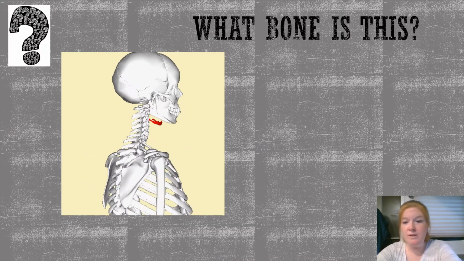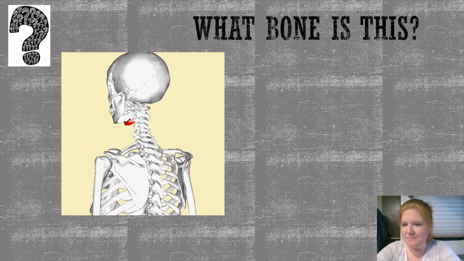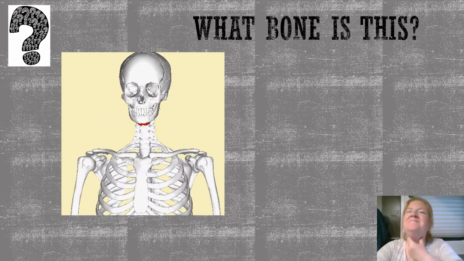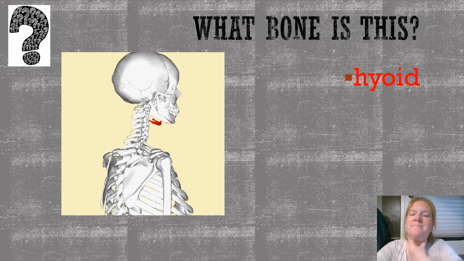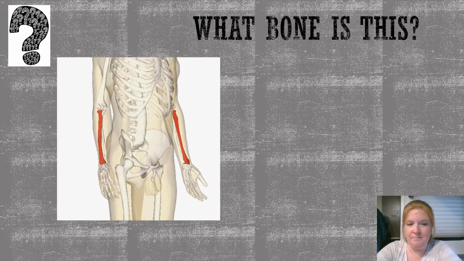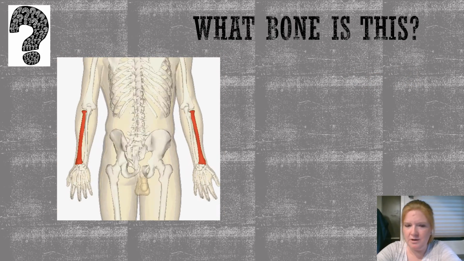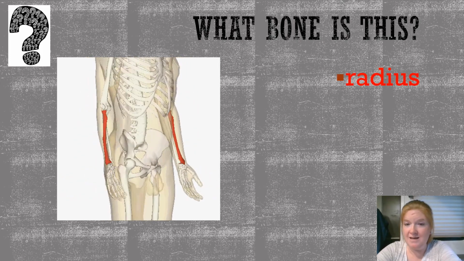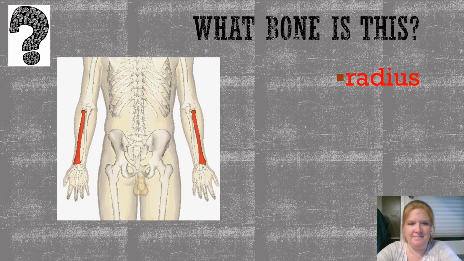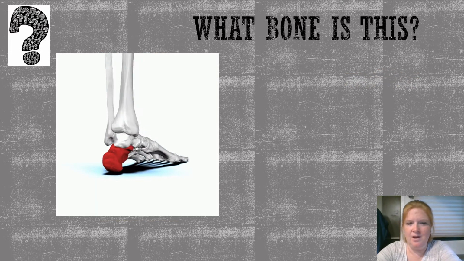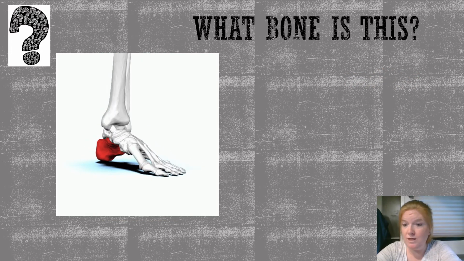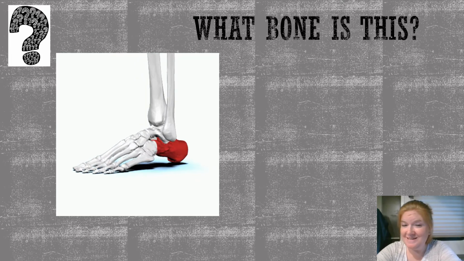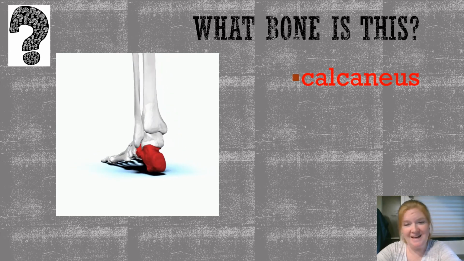All right, what bone is this? Let's see if you remember. Time for a quiz. Hyoid. What bone is this? Got to look carefully. What side is it? Thumb side, radius. What bone is this? Ooh, it's one of the tarsals. Calcaneus.